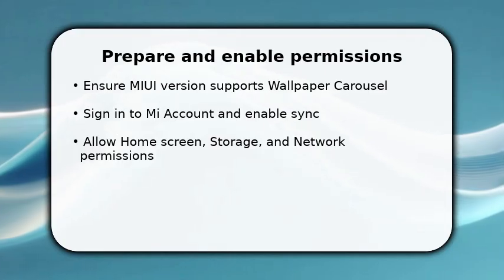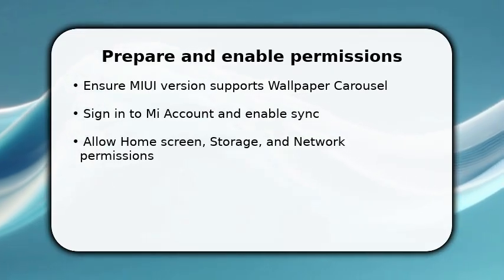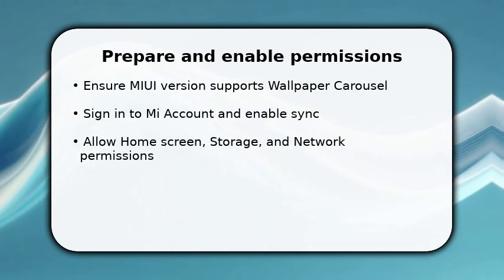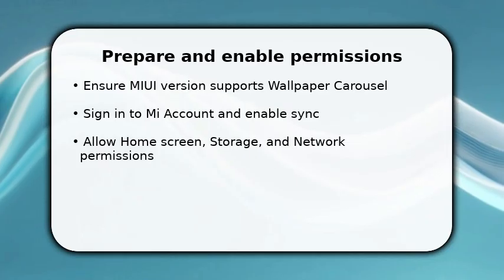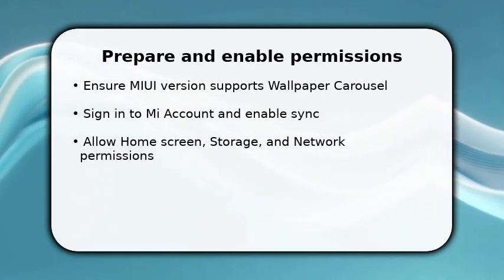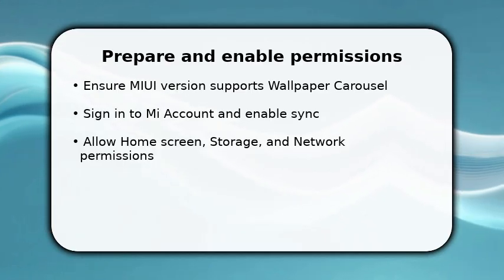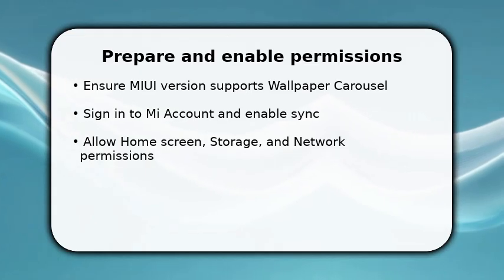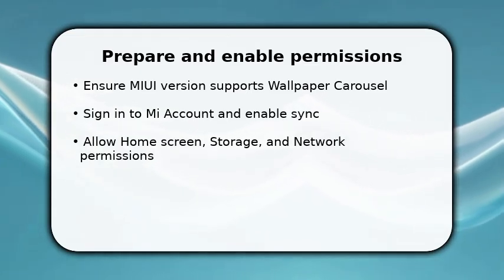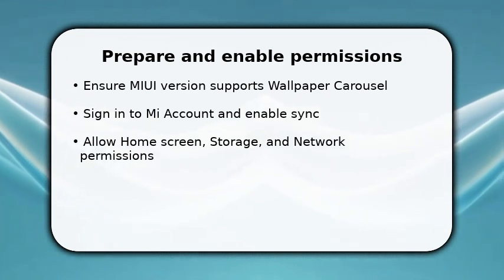You start by confirming MIUI and signing into your Mi account so the carousel can fetch wallpapers. Once done, grant home screen, storage, and network permissions. These let images download and update automatically. Make sure battery saver or data restrictions are off for the launcher, otherwise updates pause. Open settings quickly and toggle permissions, because without them the carousel cannot cycle. This initial setup prevents common failures and lets you proceed to configure sources and frequency next.